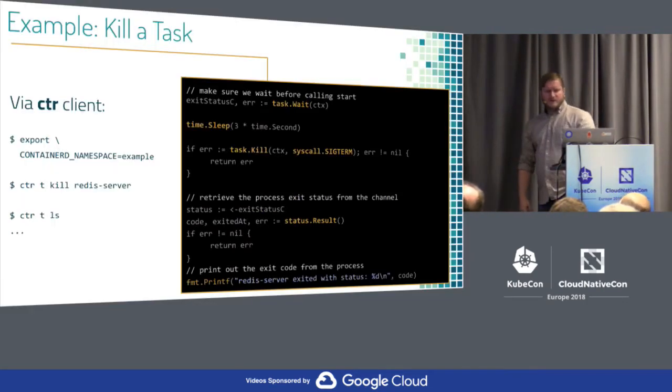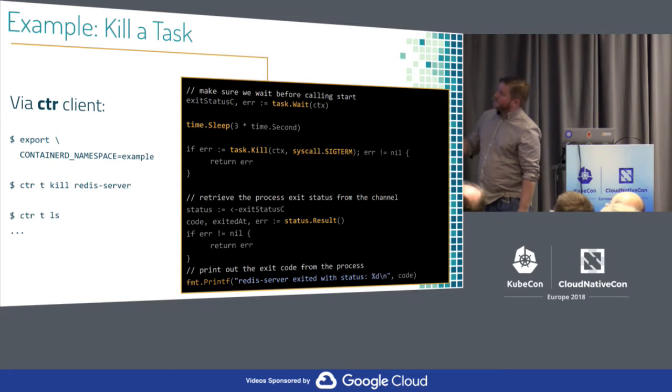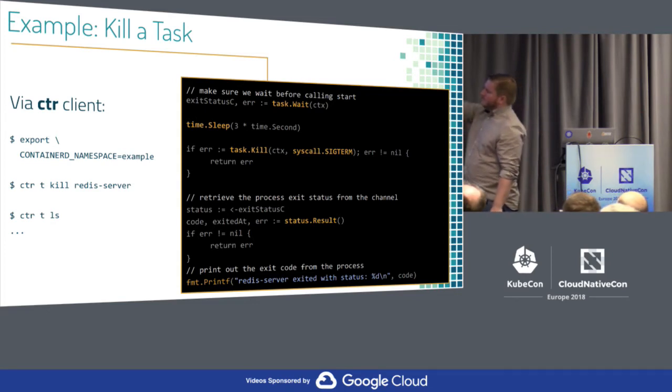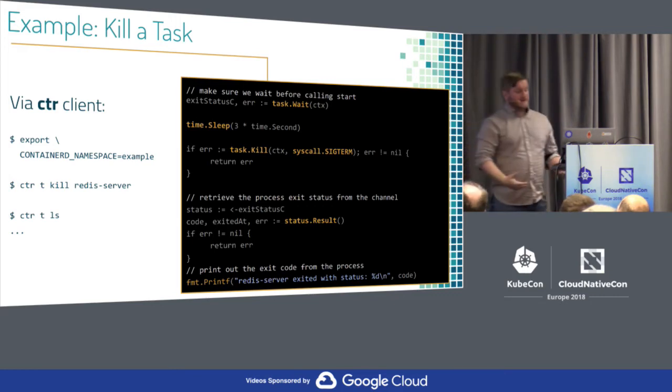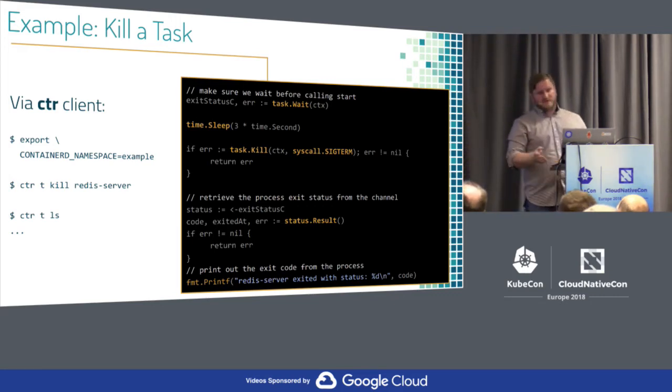So here, just like the last example, we have our task.wait and our exit status channel that we can actually use. What we're going to do is wait on the task, sleep a little bit, and then send it a SIGTERM, which goes to the gRPC API and does the correct thing. And then we can actually wait on that channel and see. When this channel returns, it returns a little status object. And out of that, you can get the exit code and the time of exit and that kind of thing. And then we have a fancy print statement.